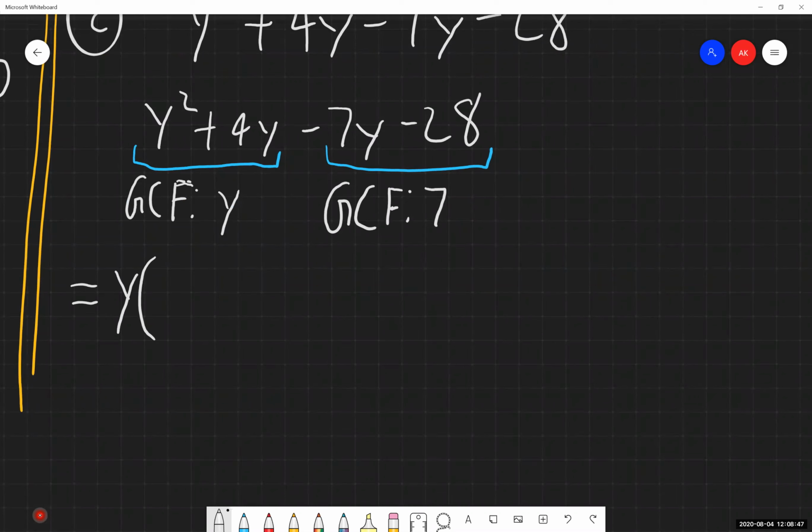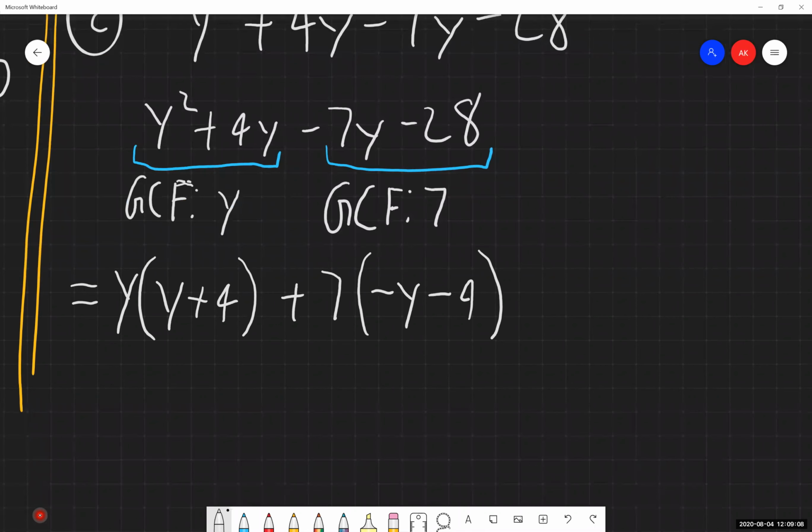Well, in our next line, bringing a y out from our first 2 terms, what's left over? y plus 4. Look at our last 2 terms. If I factored out a positive 7, what's left over? I have a negative y minus 4. Now in this line of work, we should be getting a binomial that is the exact same, signs and everything. But here the values are the same, one's a y and one's a 4, but the signs are different. They're the exact opposite of each other.